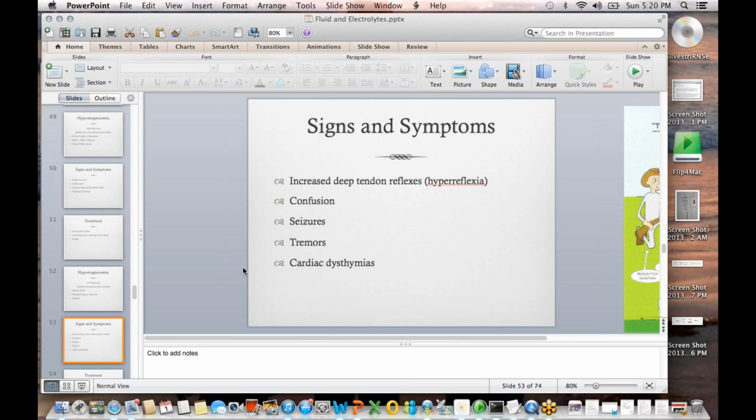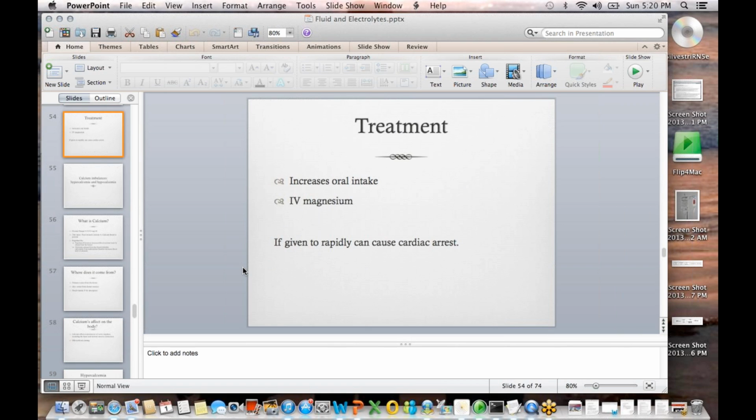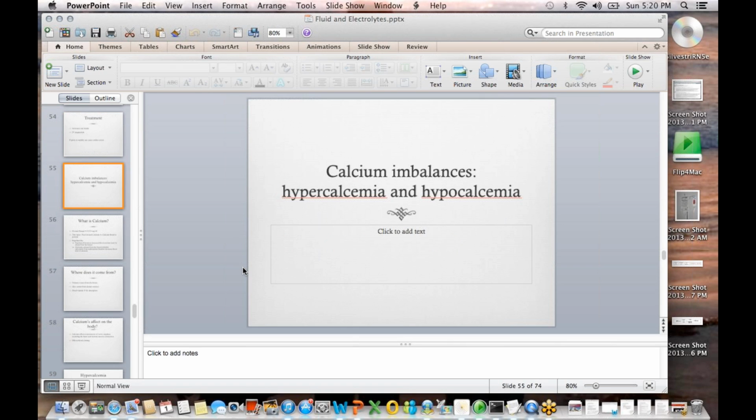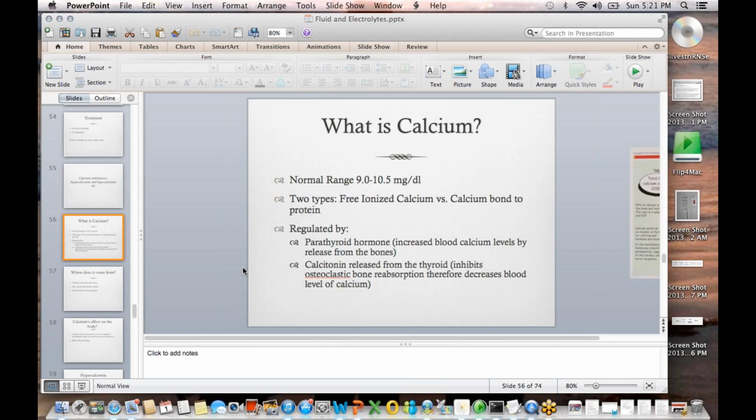So for low magnesium levels, usually somebody doesn't get enough in their diet or is on excessive diuretics. It can cause hyperreflexia, seizures, tremors, and alcohol is mainly a cause. And then there are cardiac dysrhythmias. So you can get torsades, which I think we talked about a little bit in cardiac. Treatment is to give IV magnesium and increase oral magnesium. If given too rapidly, it can cause cardiac arrest.